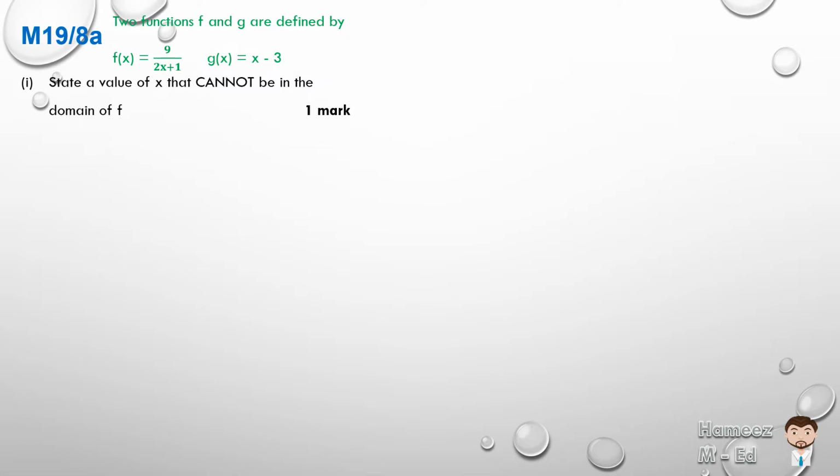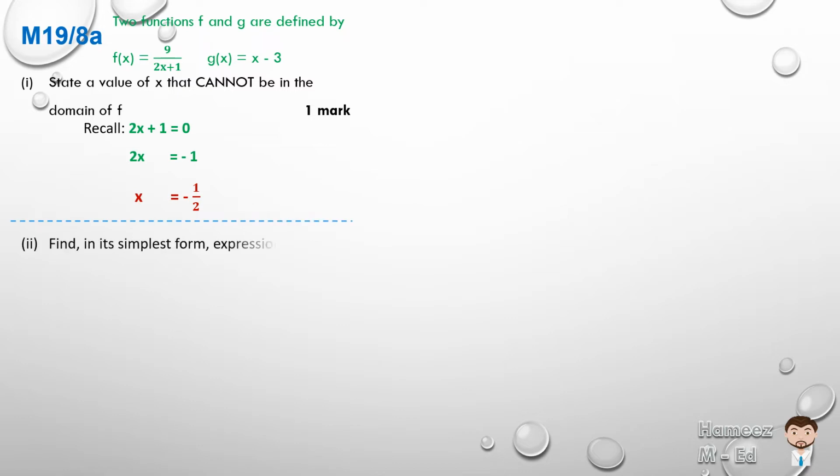In the domain of f means that that function cannot take that x value. So if we look at that function f of x, we can see that it's a fraction. For it not to be able to have a value, the denominator has to be equal to 0. Then f of x will be undefined. Let's recall the denominator is 2x plus 1, and let's make that equal to 0. So 2x is equal to minus 1. So x is equal to minus a half. As such, when x is equal to minus a half, that cannot be in the domain.